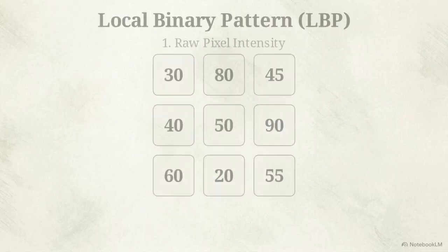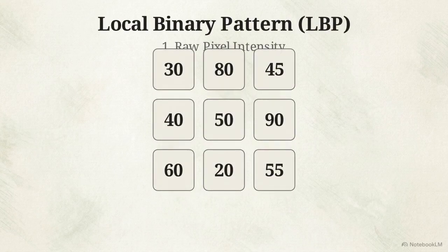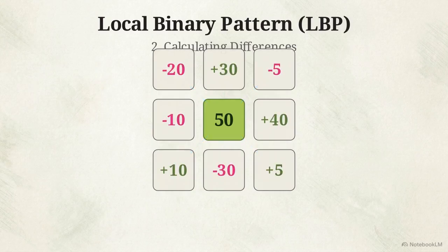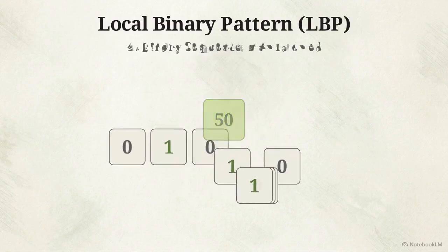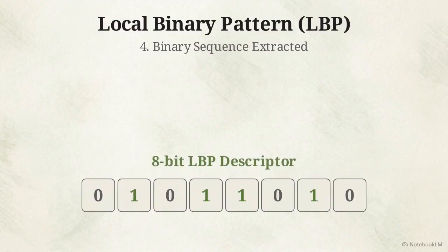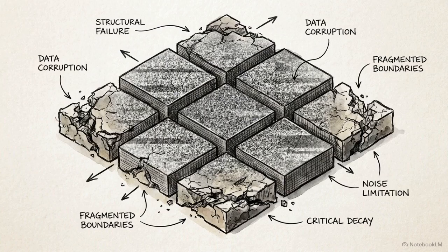Here, local binary patterns, or LBP, are extracted. The algorithm isolates a 3x3 pixel grid, calculating intensity differences between the center and surrounding neighbors. It applies a threshold. Positives become 1, negatives become 0. This outputs a binary sequence that structures local texture data. However, LBP has strict limitations. It is highly sensitive to visual noise and completely ignores directional image gradients, meaning it misses broader structural outlines.